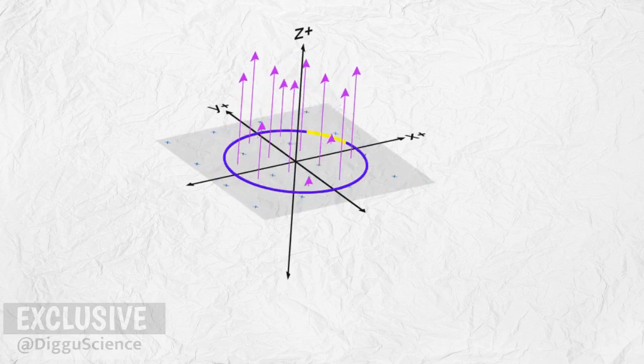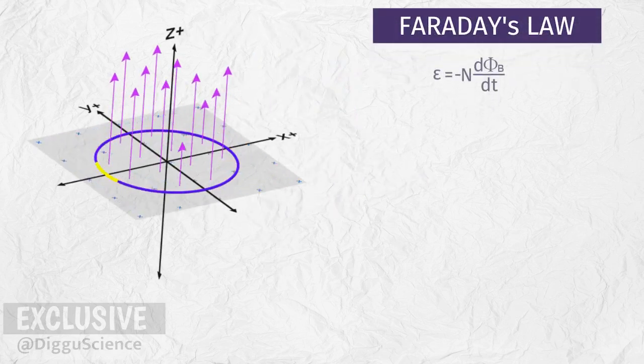Electric current flows due to a voltage difference. This voltage difference can be calculated using Faraday's law. Let's simply write epsilon equals minus n d phi dt. In simple terms, an induced EMF voltage will appear when there is a change in magnetic flux.